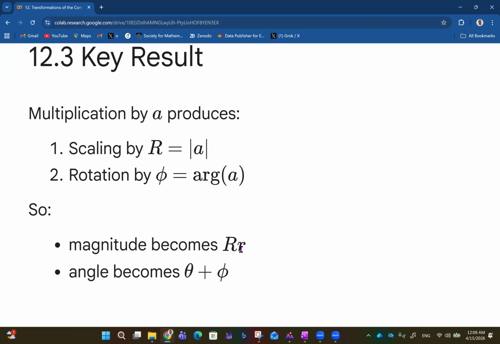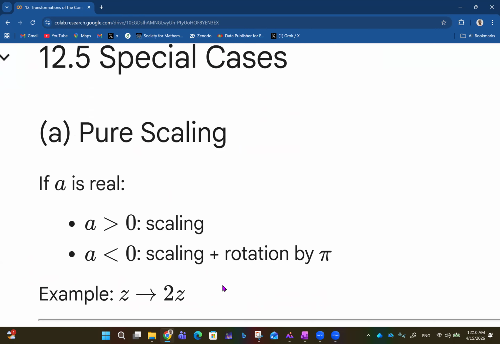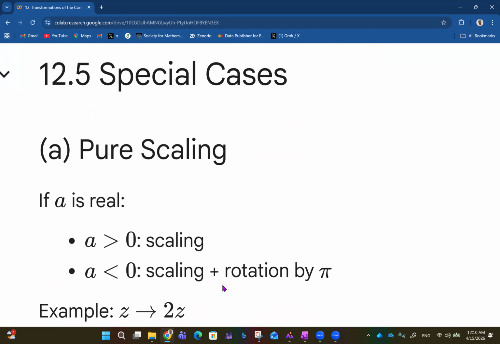So the summary of this effect: the magnitude is multiplied by the absolute value of A, while the angle is increased by the angle of A. So the shape is preserved and orientation is also preserved in that sense. So we can then have special cases of scaling and rotation.